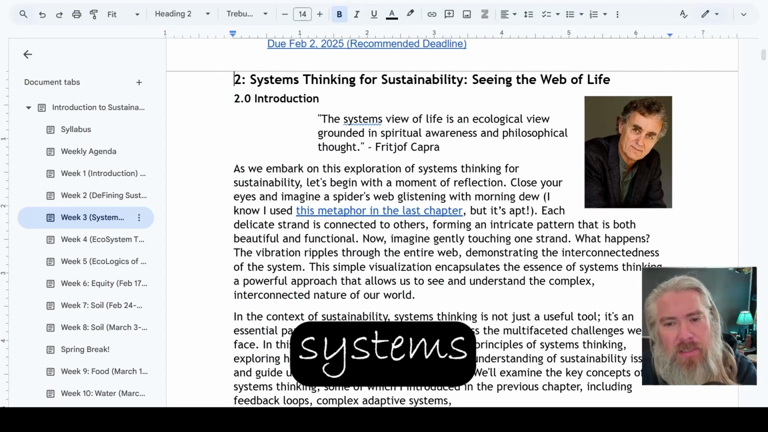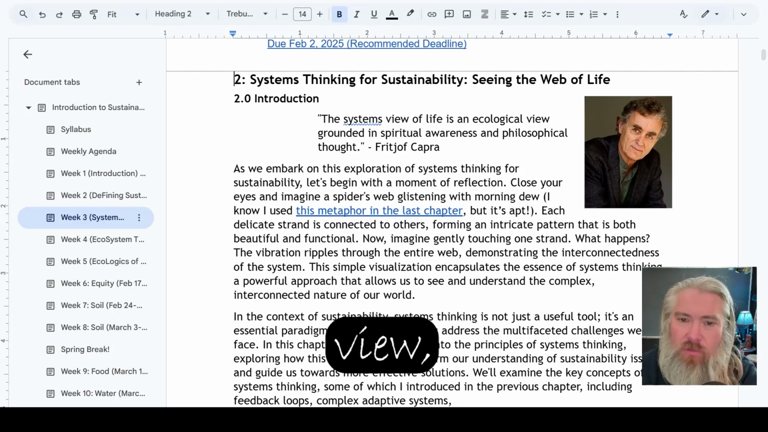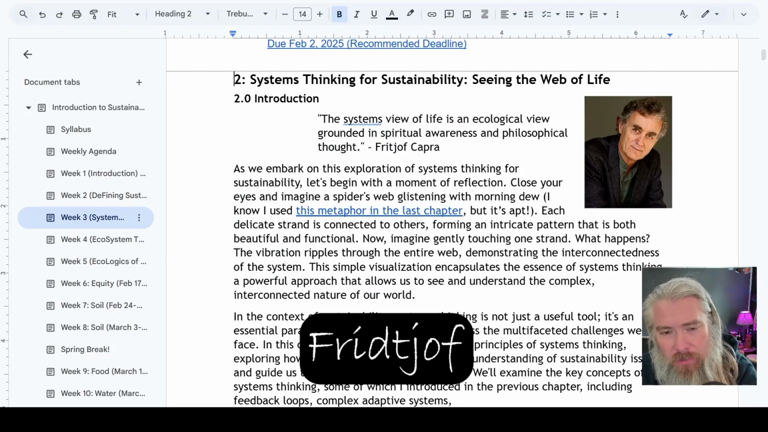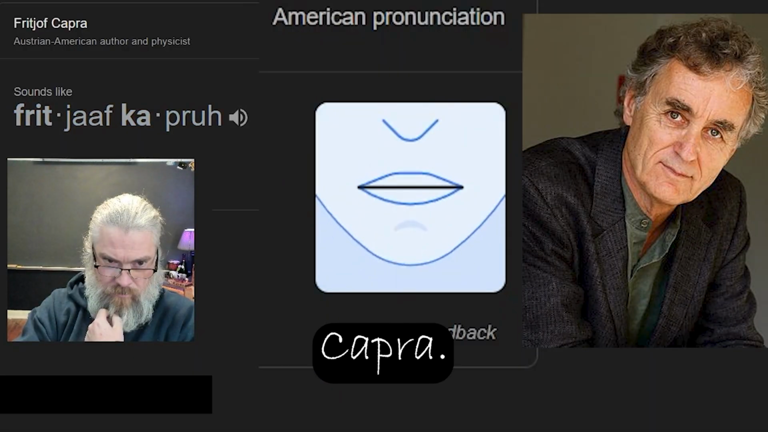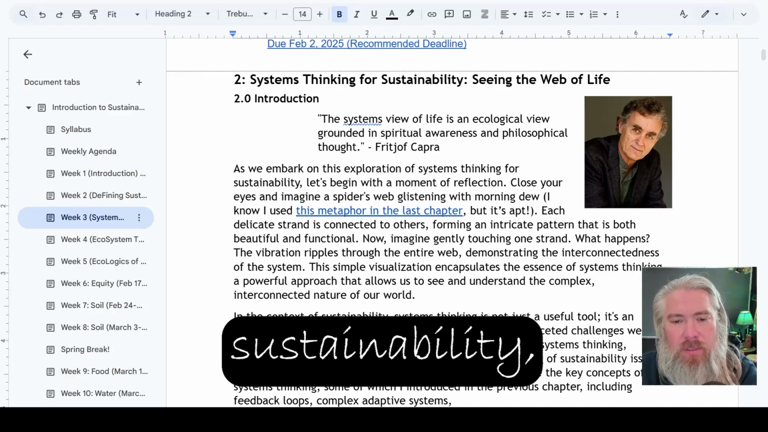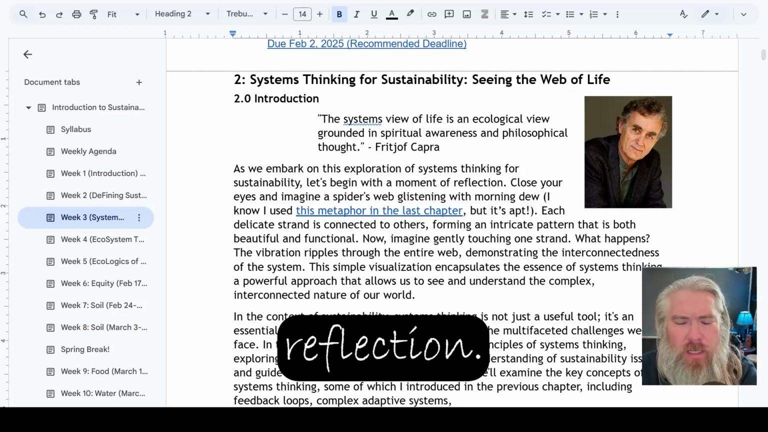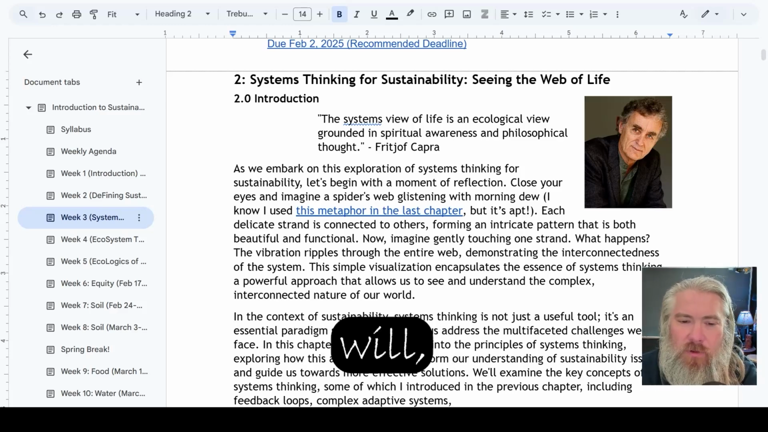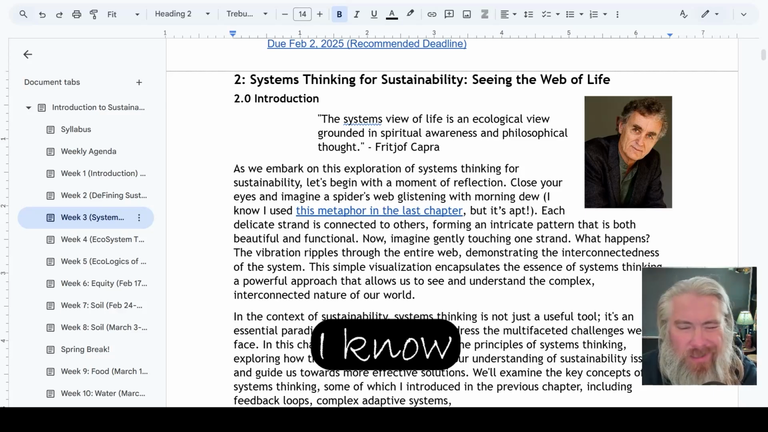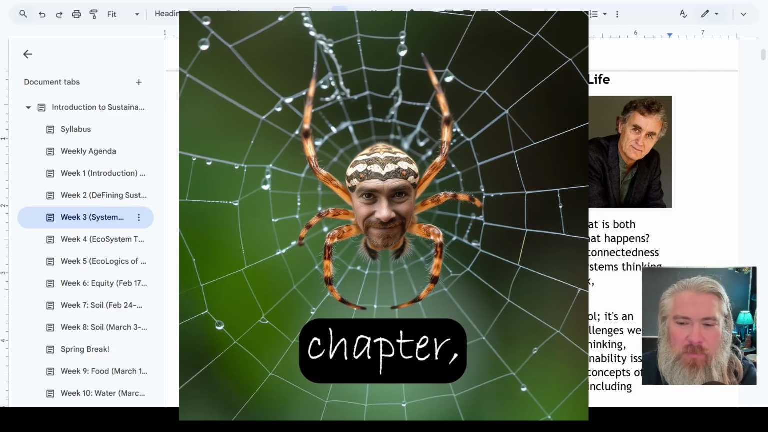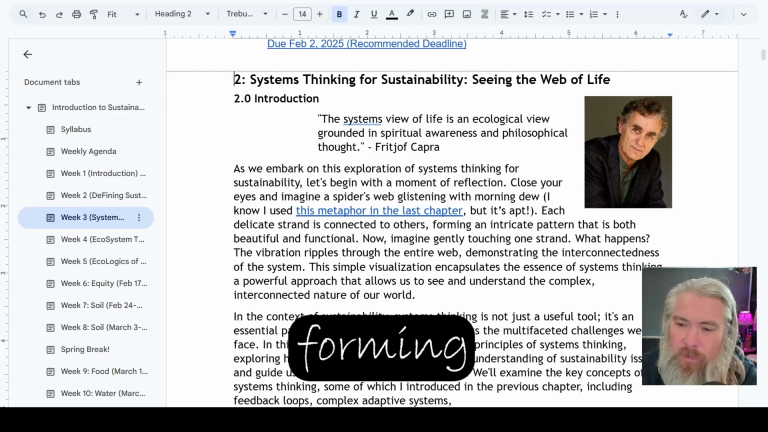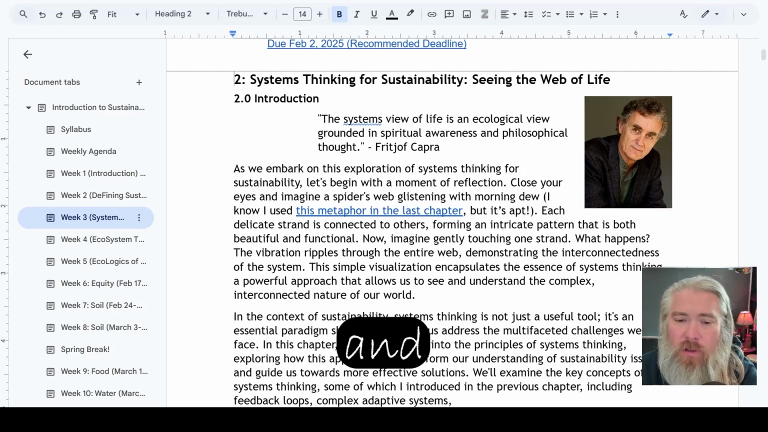Introduction. The systems view of life is an ecological view grounded in spiritual awareness and philosophical thought. Fritjof Capra. As we embark on this exploration of systems thinking for sustainability, let's begin with a moment of reflection. Close your eyes, if you will, and imagine a spider's web glistening with morning dew. I know I used this metaphor in the last chapter, but it's just so apt. Each delicate strand is connected to the others, forming an intricate pattern that is both beautiful and functional.